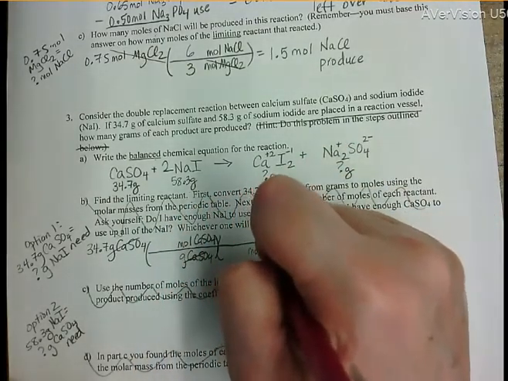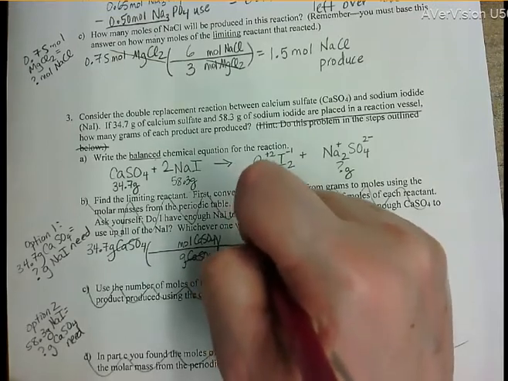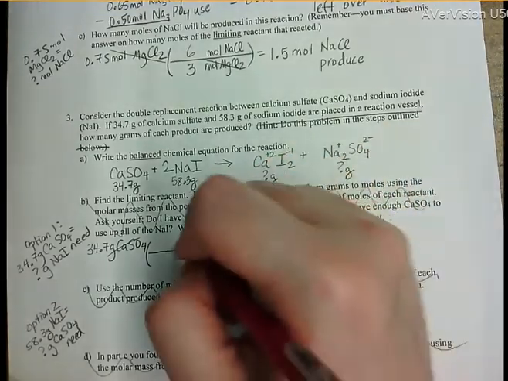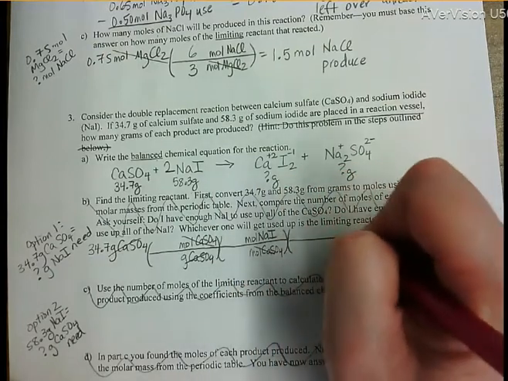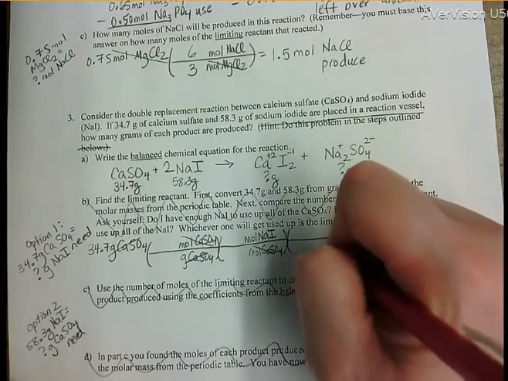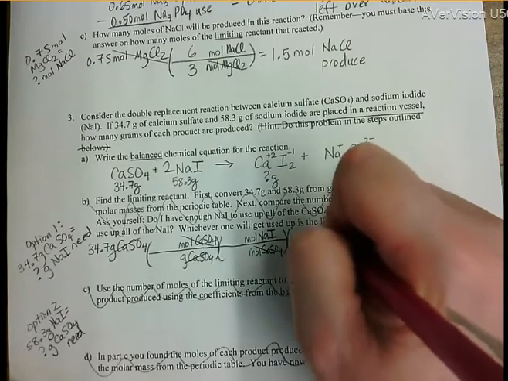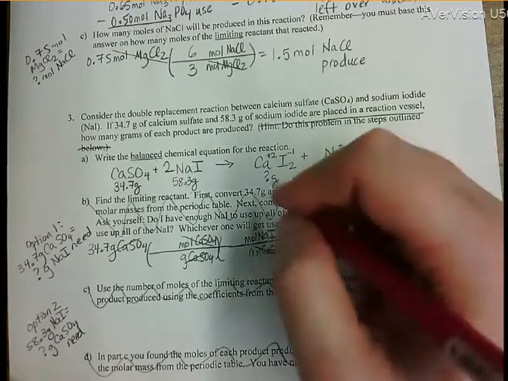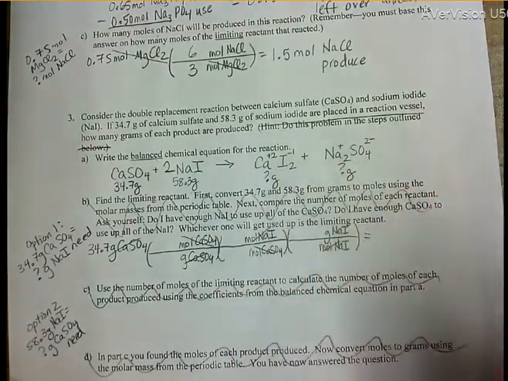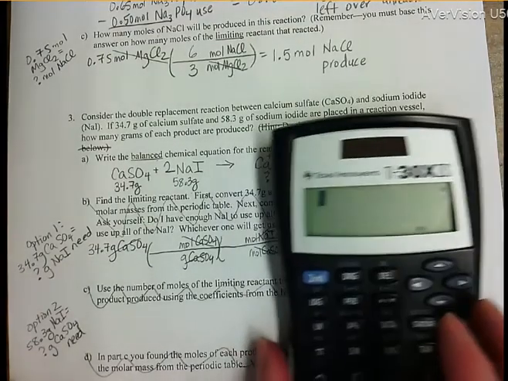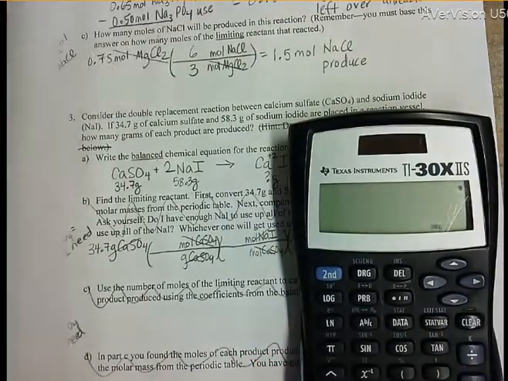Moles of calcium sulfate to moles of sodium iodide using my mole ratio. Moles of sodium iodide to grams of sodium iodide using the molar mass. So, I need my periodic table.